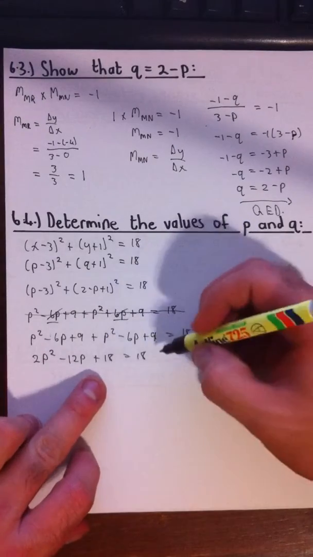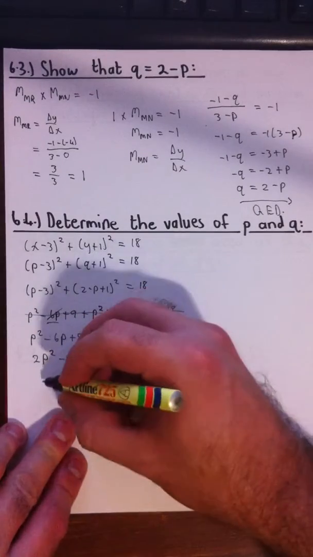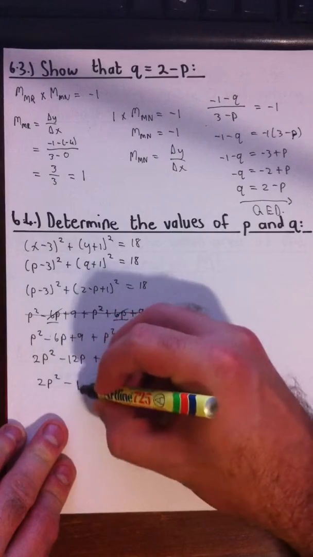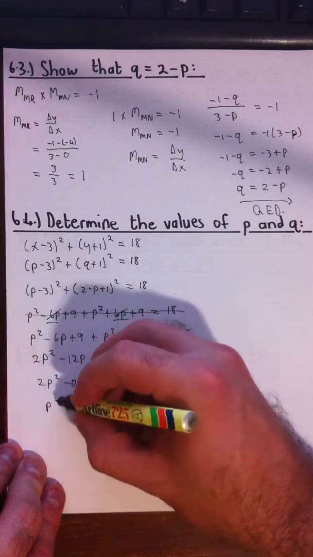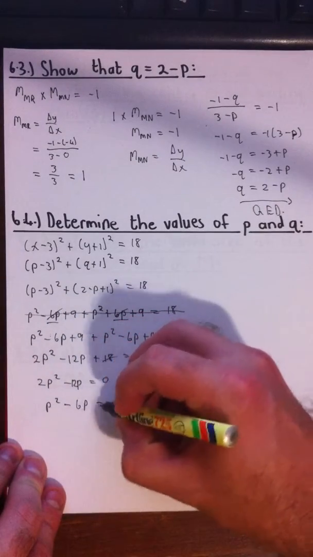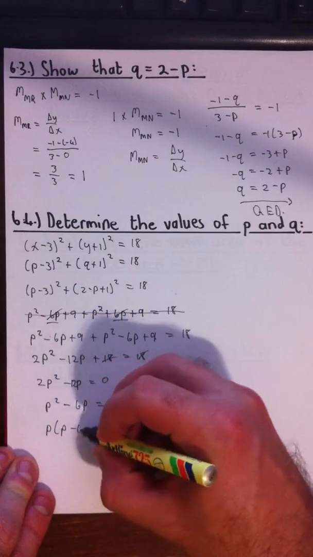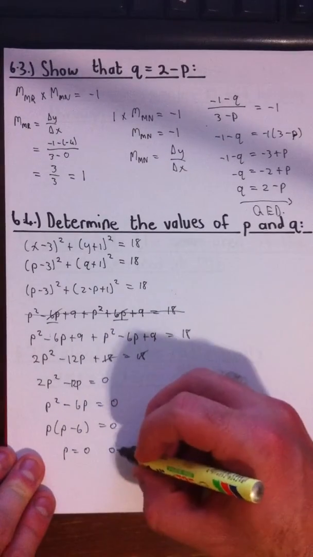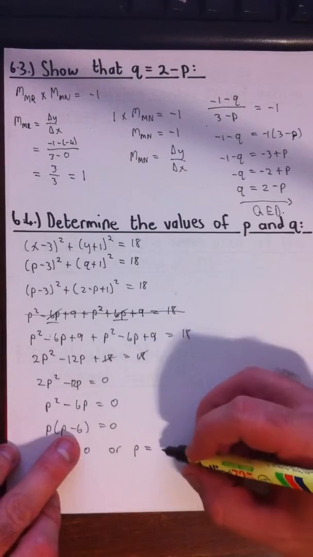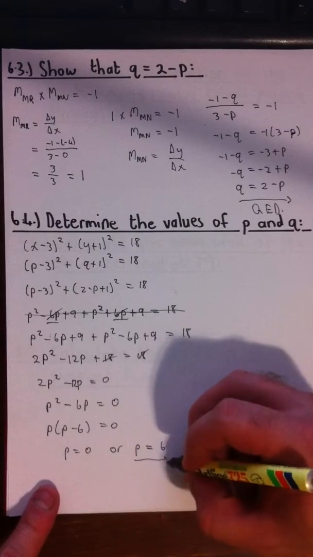Okay, now we can take the 18 across. That'll cancel out with that 18 then. So we'll have 2p squared minus 12p equals 0. We can divide both sides by 2 and we'll get p squared minus 6p equals 0. And we can factorize out a common factor here. We'll have p times p minus 6 equals 0. And so either p will be equal to 0 or p will be equal to 6. But we can clearly see that p is not equal to 0 because it's positive. So p has to be 6.